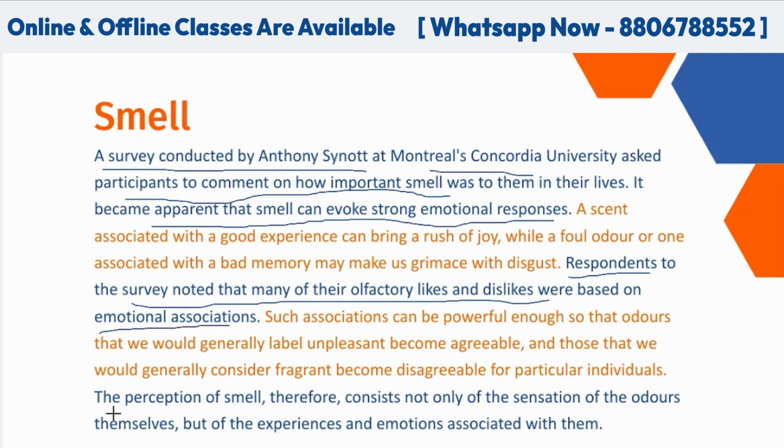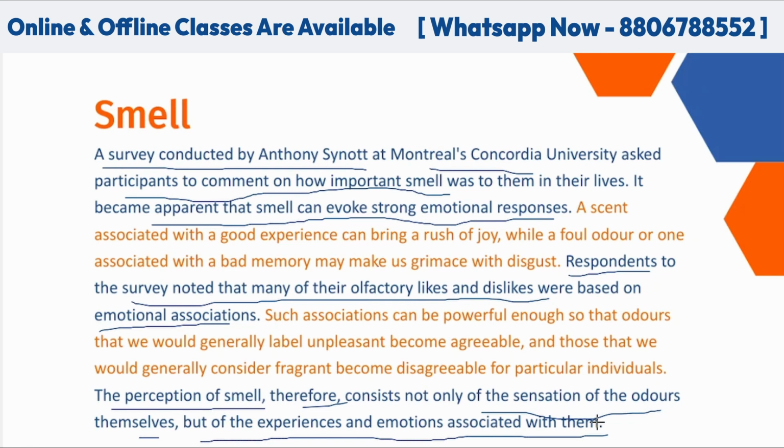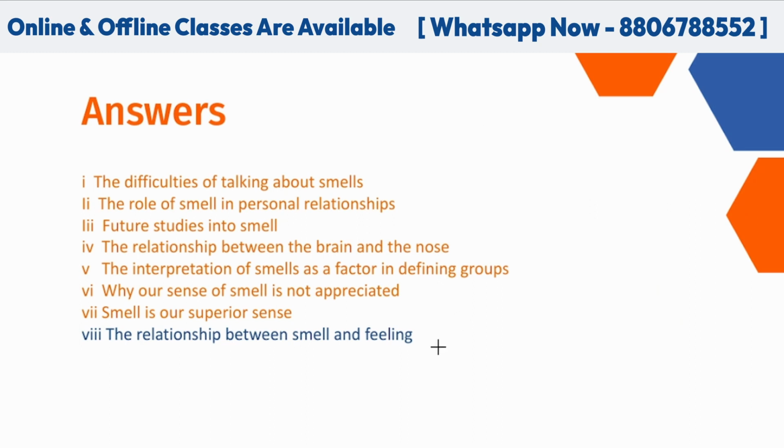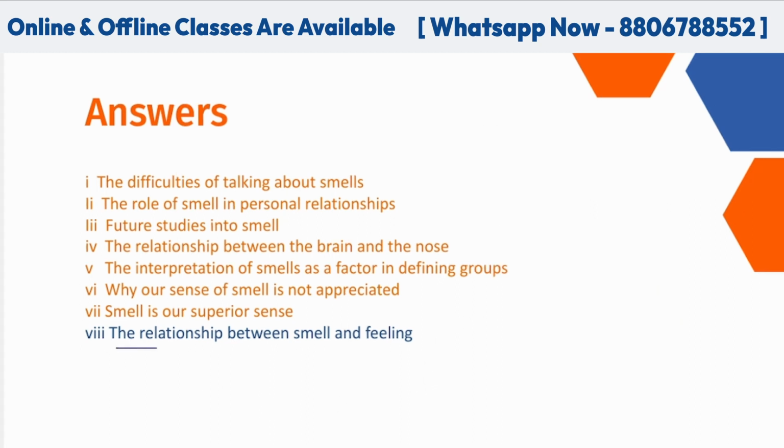And if you come to the end of the paragraph, you can read the perception of smell therefore consists not only of the sensation of the odors themselves, but the experiences and emotions associated with them. Therefore, you can see that the main idea of this particular paragraph is to do with feelings, that is emotions. And the answer to this particular paragraph is the relationship between smell and feeling. So this is the most appropriate heading for this particular paragraph. I hope you have got the right answer.